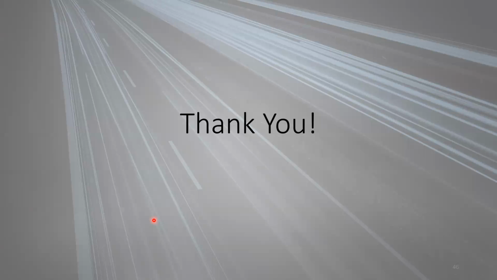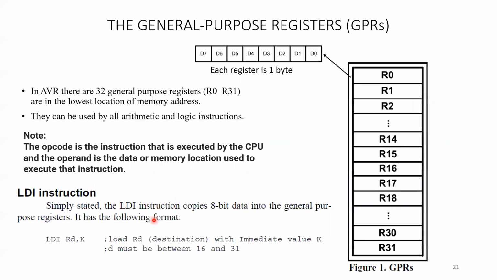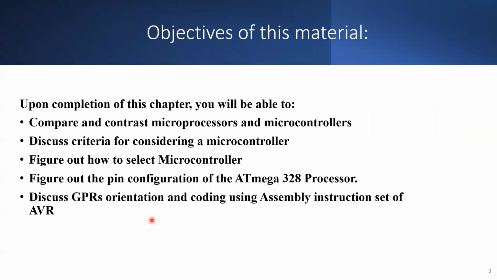So this is our content for today. So we covered most of the instructions which are related to the memory. Okay, so in this class and the previous slide, we could compare and contrast microprocessor and microcontrollers. We could discuss the criteria for selecting microcontrollers, figure out how to select a microcontroller, figure out the pin configuration of our processor, the ATmega328 processor, discuss the general purpose register organization, and coding using assembly language for AVR instructions. So these are the objectives of these slides.